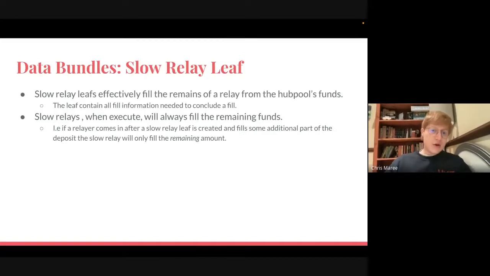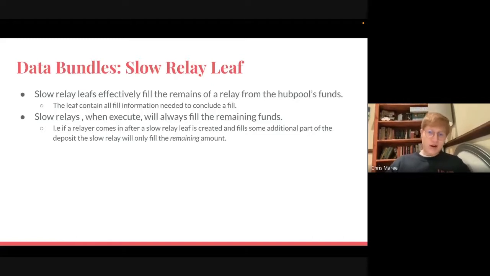Okay, so the slow relay leaves act to fill deposits that weren't completely filled by relayers, right? So in the event that there's a partial fill, say our relayer only has like $2 million worth of USDC, right? And there is a $5 million relay. We would construct a slow relay leaf that would instruct the spoke pool to fill the remaining unfilled amount of that relay. So in this scenario, we would push funds to that spoke pool, and then when we actually execute the slow relay leaf, it will send whatever the unfilled amount is at that point to the recipient.